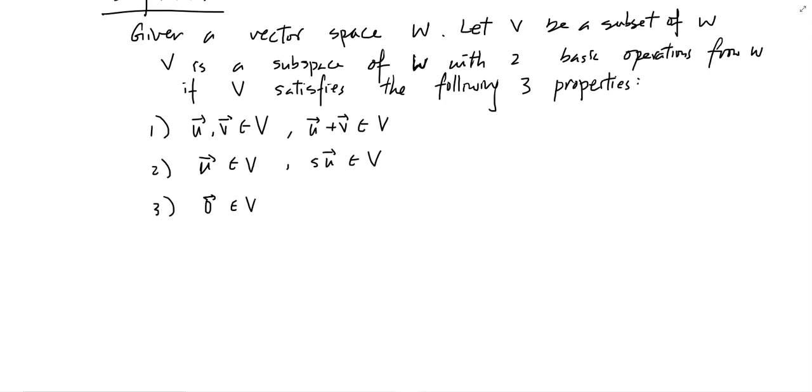Or if we're looking at the matrix space, then instead of looking at the space of all m by n matrices, we'll look at, say, 3 by 2 matrices instead. So things like that. We'll continue some more tomorrow.